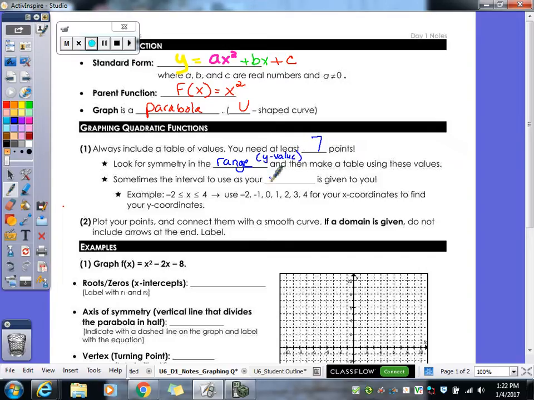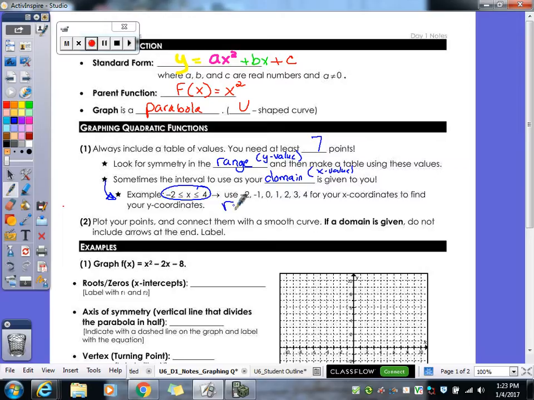Sometimes the interval to use as your domain is given. What's your domain mean? X values. Good. If they give you your domain, like here's an example where they give you your domain. They use it like this, between -2 and 4. And you got to know to start with -2 and write all the numbers till you get to 4.